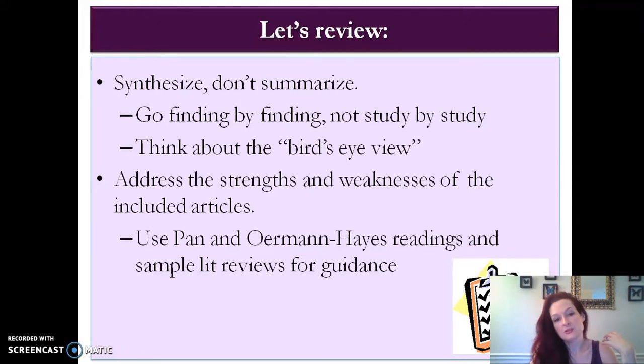So remember also to address the strengths and weaknesses of your included articles. There are, as I said earlier, guidelines for that. Ignore the line about the readings. This is from when I was teaching a course in this. But those are both good books.